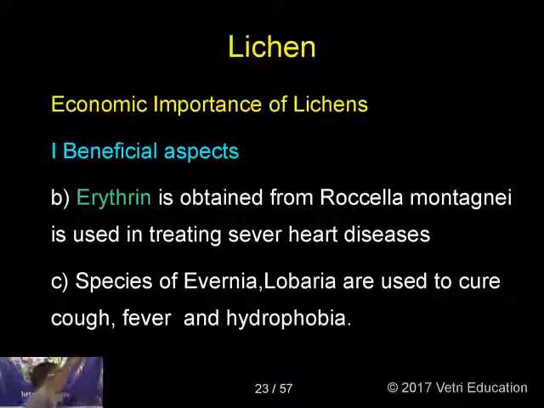The next is erythrin, a chemical substance obtained from lichens like Roccella montagnei, used in treating severe heart diseases. And species of Evernia and Lobaria are used to cure cough, fever and hydrophobia, that is a phobia, a fear towards water, for which these medicines are used.